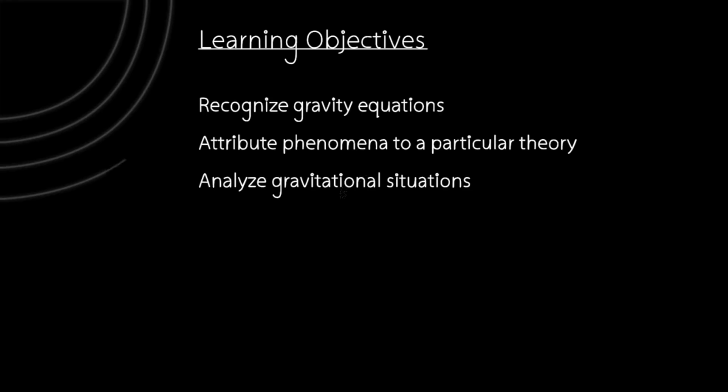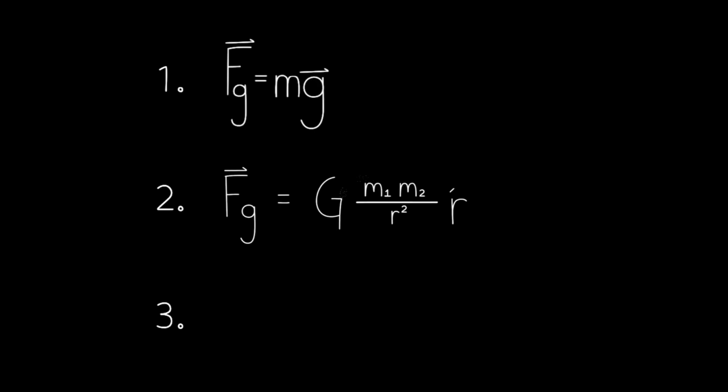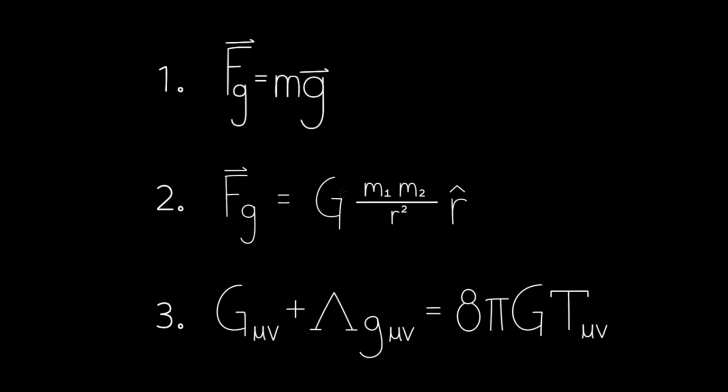We also hope that you gain an appreciation for the universal nature of gravity and the many places its effects can be seen. There are three expressions of gravity that scientists find useful. We're going to talk about all three of them today. Gravity near the Earth's surface, Newton's universal law of gravity, and Einstein's gravitational field equations, which are at the core of general relativity. We'll be spending most of our time with the second one, but we're going to start with the simplest item and build upward and outward from there. You should make sure that the first two equations are in your notes.